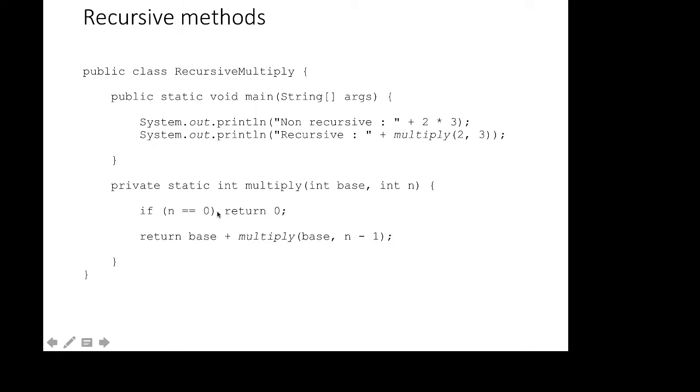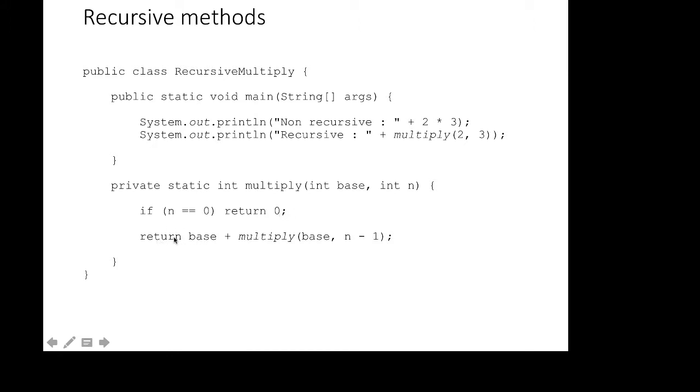In the first line of this recursive method, I have a check. If n equals 0, then return 0. This one is my base case, and we cannot live without it. That's extremely important. This point is where the recursion ends.